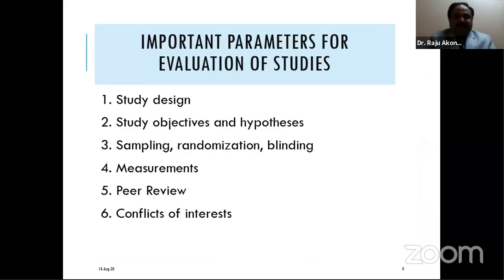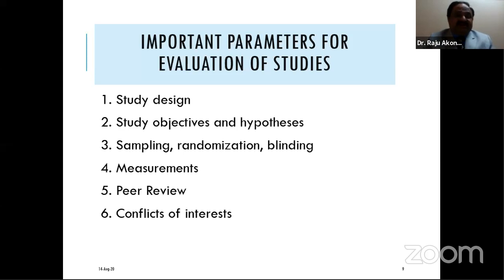Now, the important parameters for evaluation of studies. Before going to them, I must tell you the literature sources themselves are a very big subject. You all know that we don't believe all the literature sources which are published. If you see the journals alone, there are thousands and thousands of journals in India itself. And outside India, you will find many thousands of journals published about medicine, medical sciences, healthcare sciences, pharmaceutical sciences, and so on.